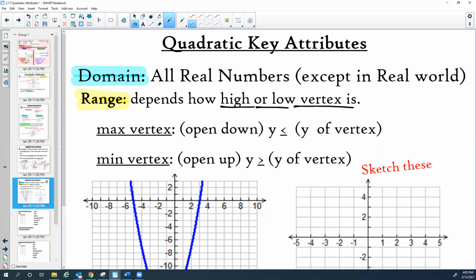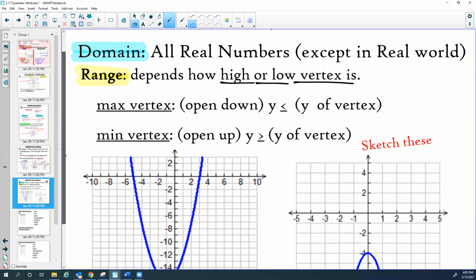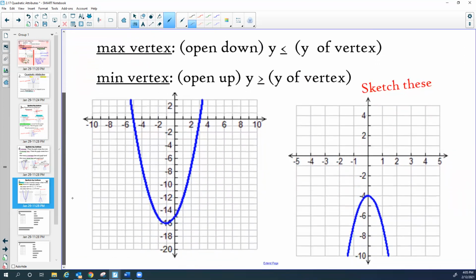So if you have a maximum vertex, in other words, your parabola opens down, your range is going to be y is less than or equal to the y of the vertex. So for instance, on this graph on the right, this one opens down. And so the range is going to be y is less than or equal to that y value of -4.